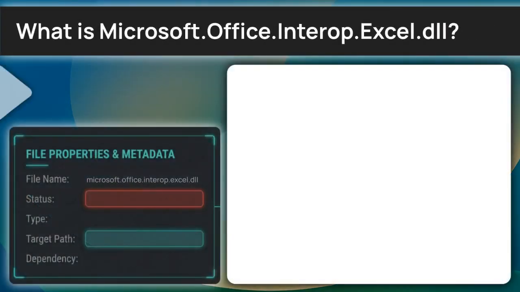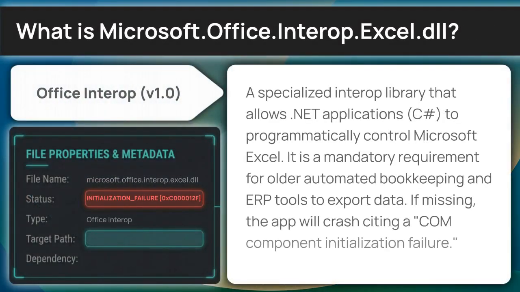This is the Microsoft Office Interop Excel library, a specialized interop library that allows .NET applications to programmatically control Microsoft Excel. It is a mandatory requirement for older automated bookkeeping and ERP tools to export data. If missing, the app will crash, citing a COM component initialization failure. Now that we've covered what the file does, let's jump into our first fix.